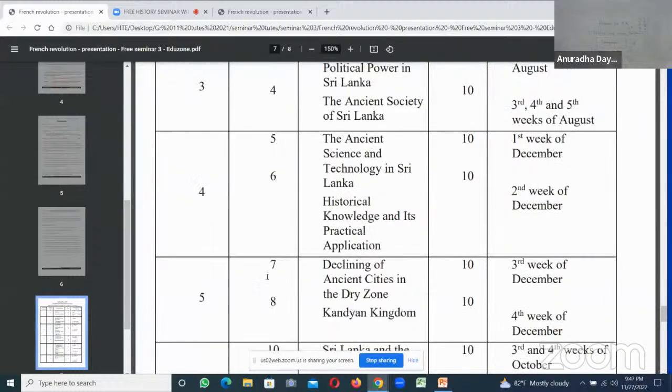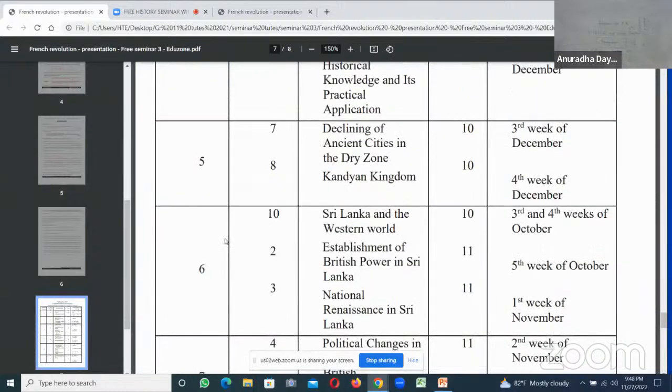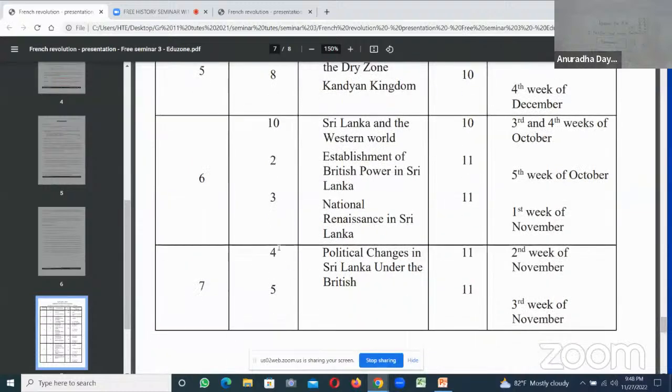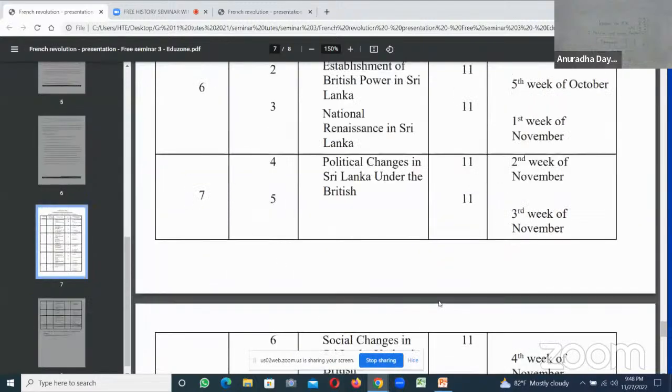The fifth question is given from lessons 7 and 8 of grade 10. Now see, in Sri Lankan history, 4 questions are given from grade 10, not 11. And here, the sixth question is from grade 10, and the second and third lessons of grade 11. The seventh question is from the fourth, fifth and sixth lessons of grade 11. From grade 11, only 2 questions are given.